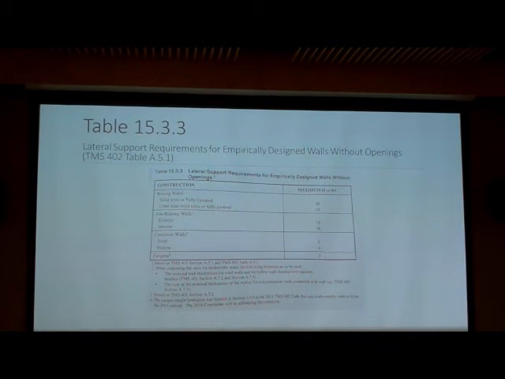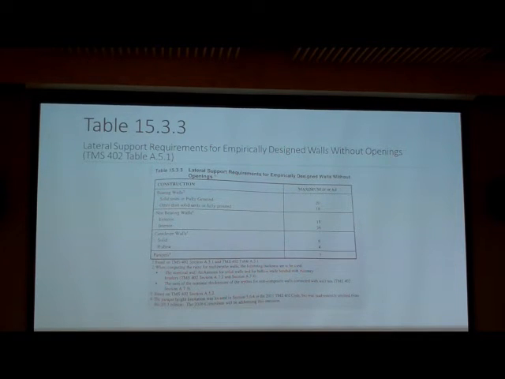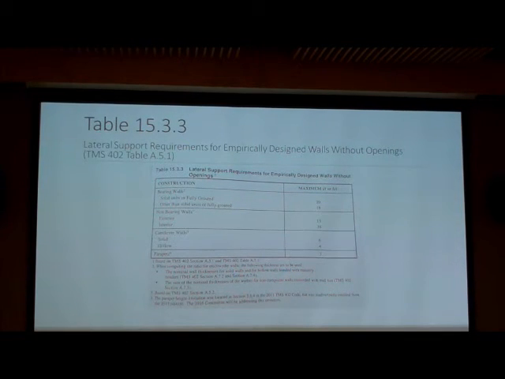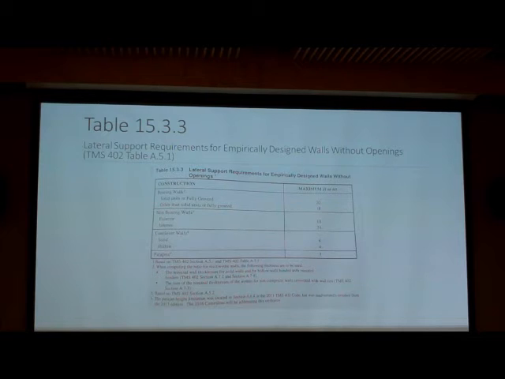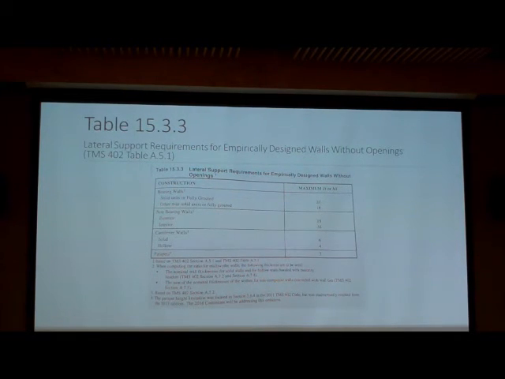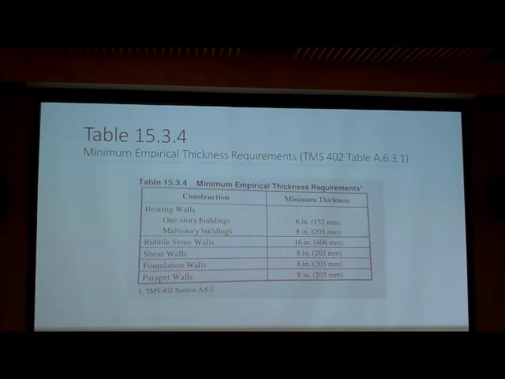There's also table 15.3.3. We have lateral support requirements for empirically designed walls without openings, and so that gives us the maximum L over T or H over T for bearing walls, non-bearing walls, cantilever walls, and parapets. Table 15.3.4 is the minimum empirical thickness requirements, and so we have thicknesses depending on what kind of wall you are using. So if you have a stone wall, it has to be at least 16 inches thick, which is pretty big.